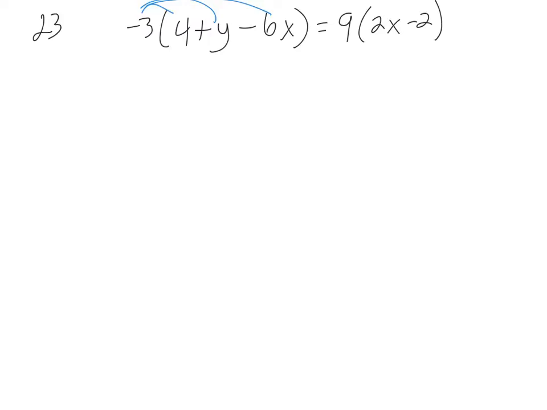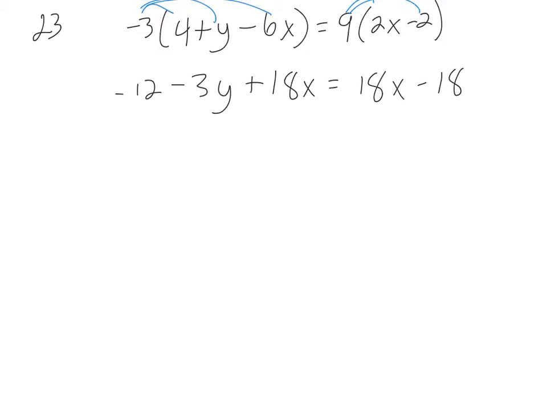Negative 3 times 4 is negative 12. Negative 3 times y is negative 3y. And negative 3 times negative 6x is positive 18x. Okay, now we need to distribute the 9 to both. 9 times 2x is 18x. 9 times negative 2 is negative 18.